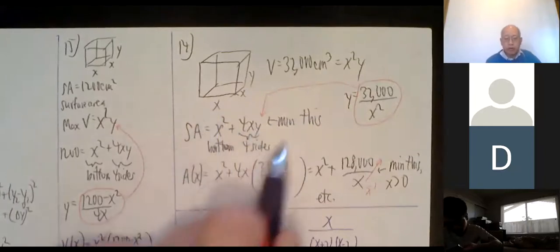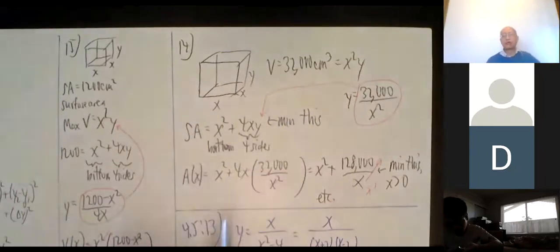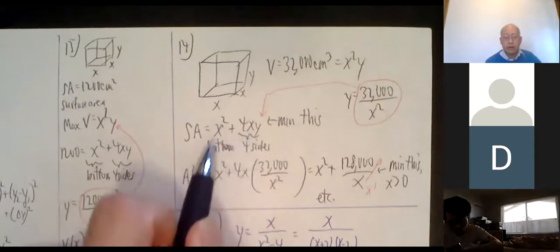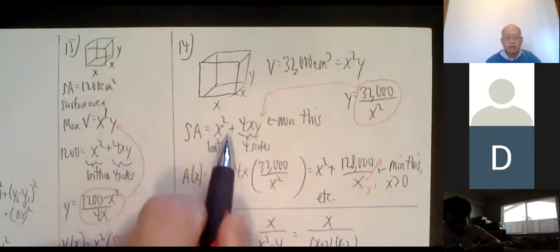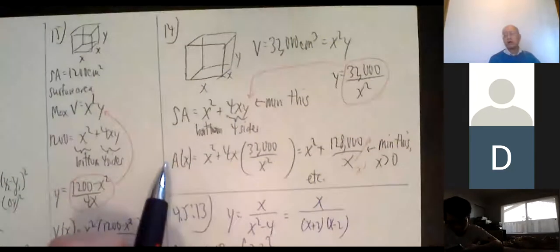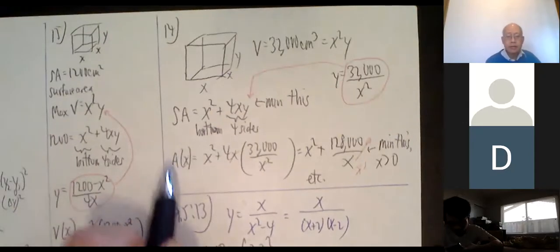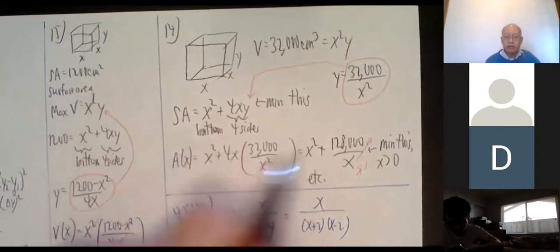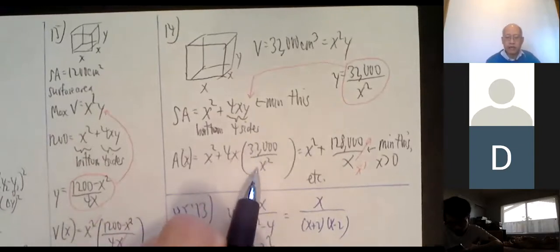And if you just look overall, what's going to happen? I will have an expression that only involves x. That's what you want. Right? You don't want x and y. You just want x. So x squared plus 4xy, which is all this stuff. So I now have an area function. A of x is x squared plus 4xy. Here's my y, 32,000 over x squared.